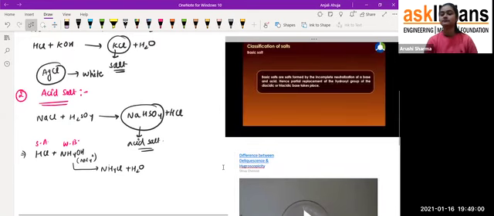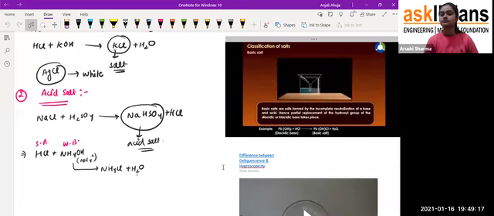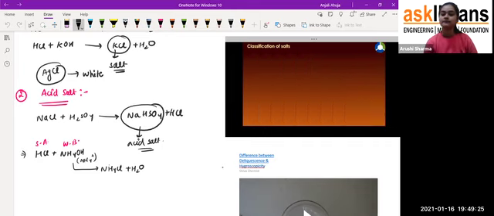Basic salts are salts formed by the incomplete neutralization of a base and acid. Hence, partial replacement of the hydroxyl group of the diacidic or triacidic base takes place. Example, basic lead hydroxide plus hydrochloric acid gives lead hydroxychloride and water.